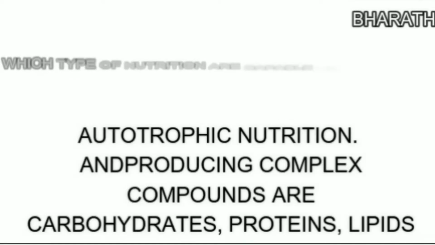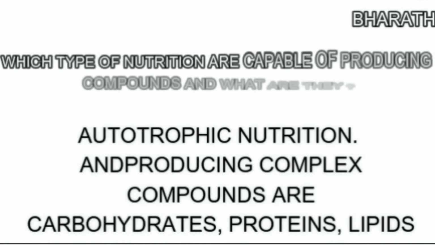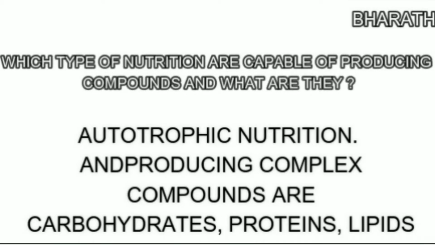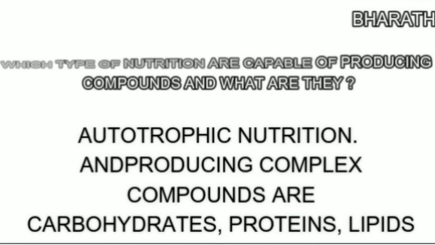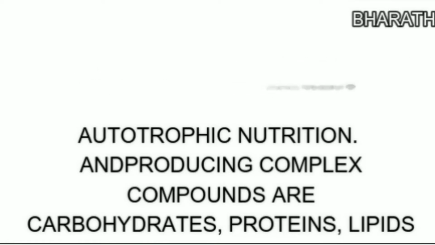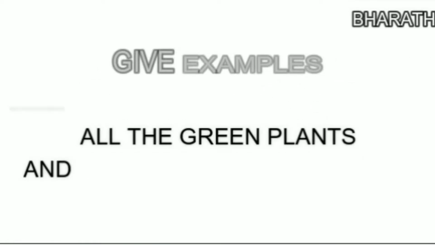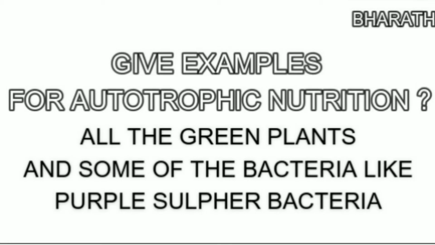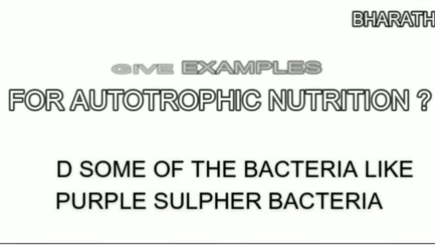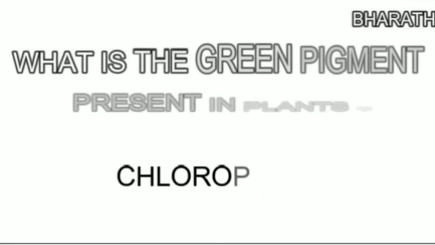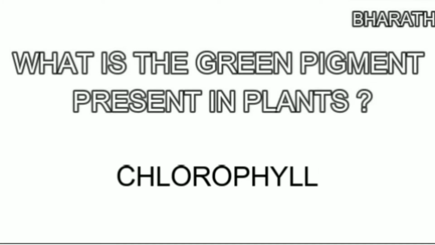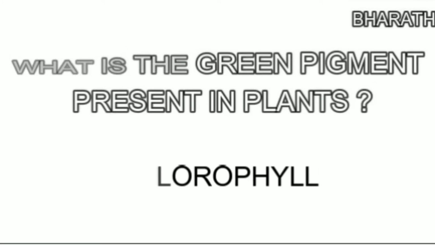Which type of nutrition is capable of producing complex compounds, and what are they? Autotrophic nutrition produces complex compounds such as carbohydrates, proteins, lipids, etc. Give examples for autotrophic nutrition. All the green plants and some bacteria like purple sulfur bacteria. What is the green pigment present in plants? Chlorophyll is the green pigment present in plants.